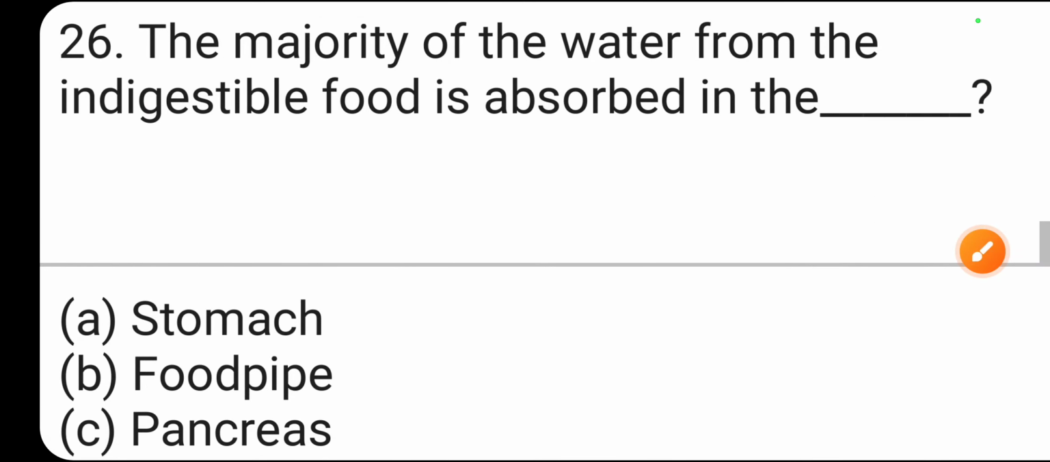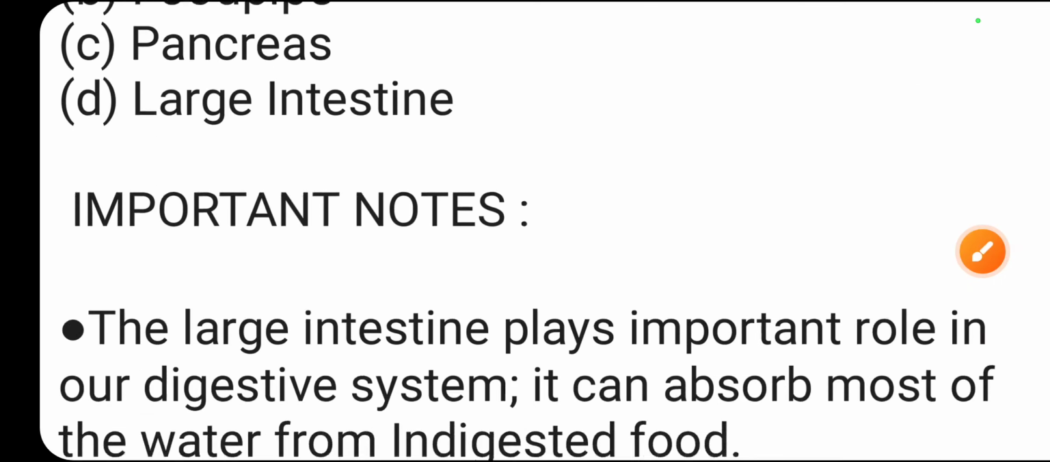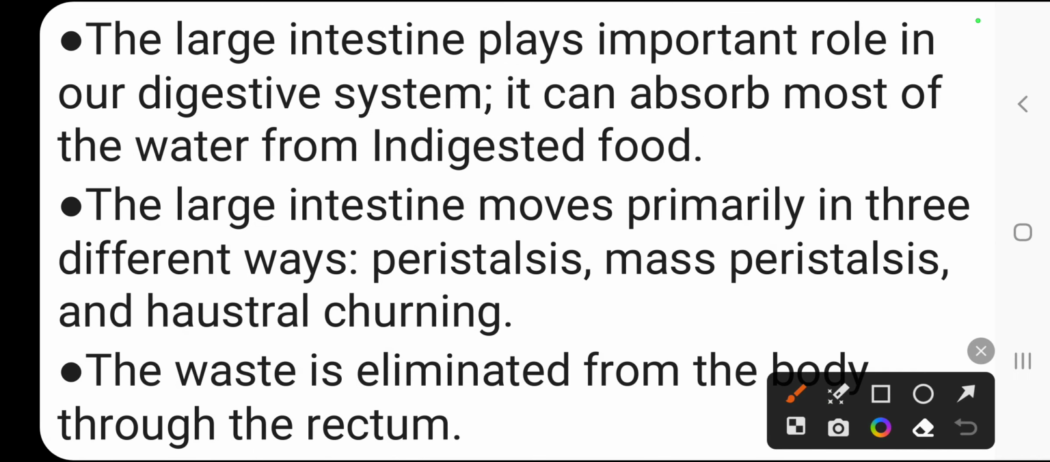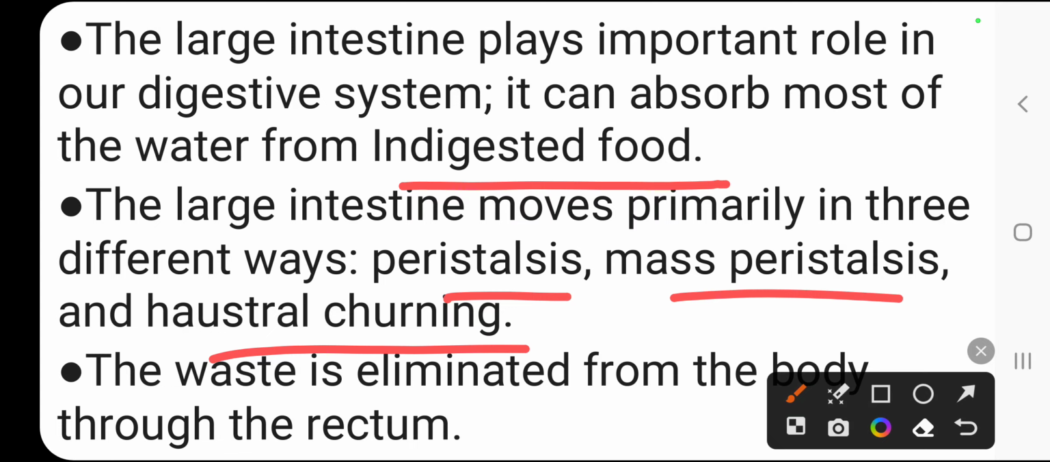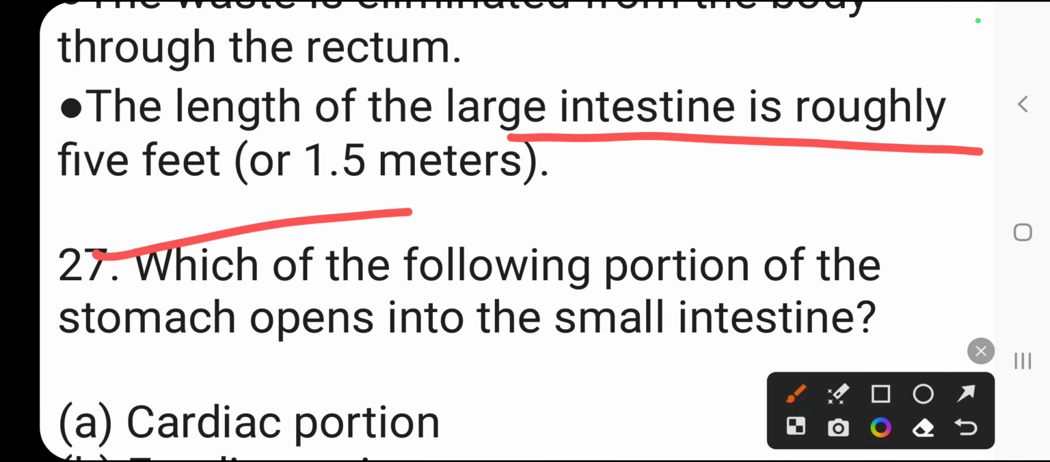Next. The majority of water from the indigestible food is absorbed in the... the correct answer for this will be large intestine. Here, the large intestine functions in absorbing most of the water from the undigested food, and it primarily moves in three ways: peristalsis, mass peristalsis, and haustral churning. The waste is eliminated from the body through the rectum, and the length of the large intestine is roughly 5 feet or 1.5 meters.